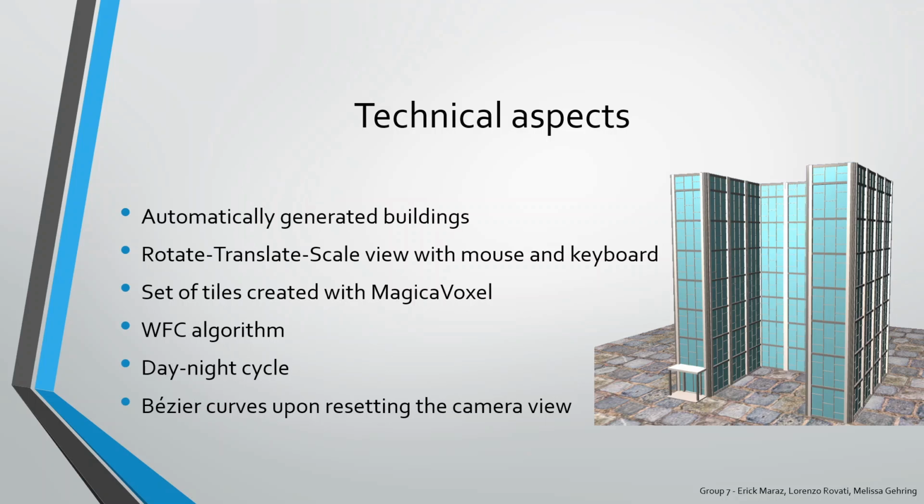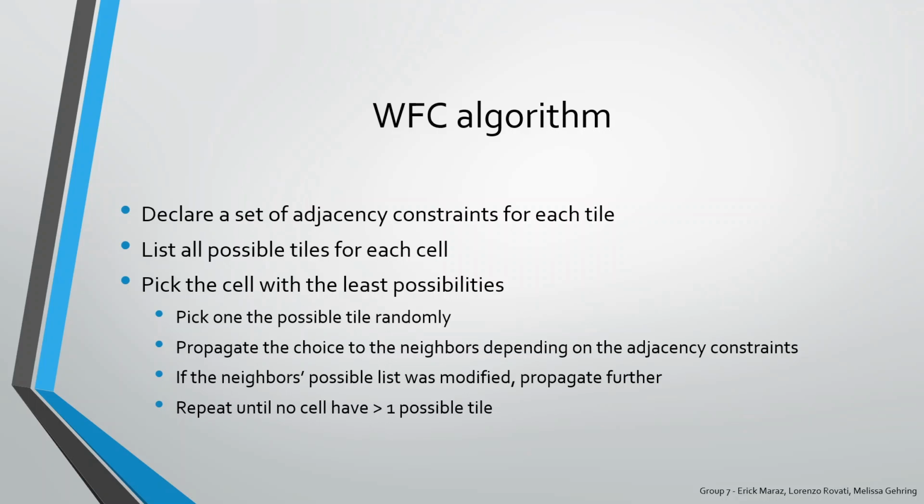So for the wave function collapse algorithm, first for each kind of tile, we have to declare a set of adjacency constraints. Then for all of the possible cells, we need to list all the possible tiles. Then we pick the cell with the least possibilities, and we pick one of the possible tiles at random, and we propagate the choice to the neighbors depending on the adjacency constraints. If the neighbor's possible list was modified, we propagate further, and we repeat until no cell has more than one possible tile.